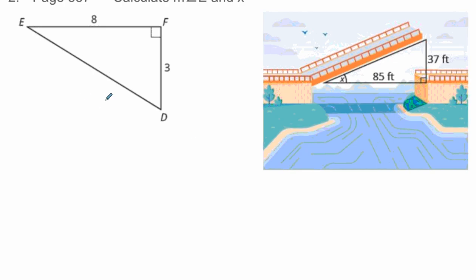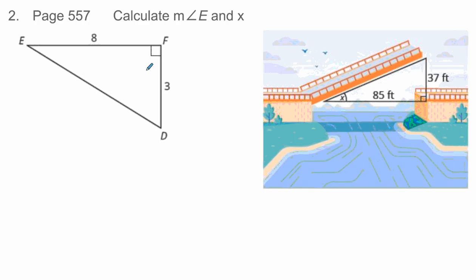Okay, so I have this picture. I want to calculate E. So E is my reference angle. That's where I'm standing. I have opposite and adjacent. So I'm going to use the tangent. Tangent of E equals 3 over 8. Well, how do I get rid of E? I have to inverse tan. That cancels. So E is now the same thing as inverse tan of 3 over 8.